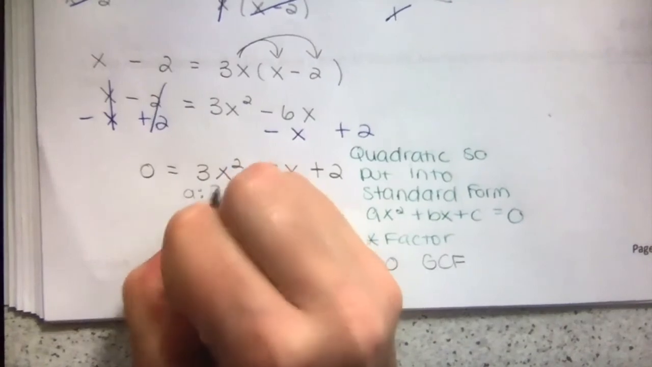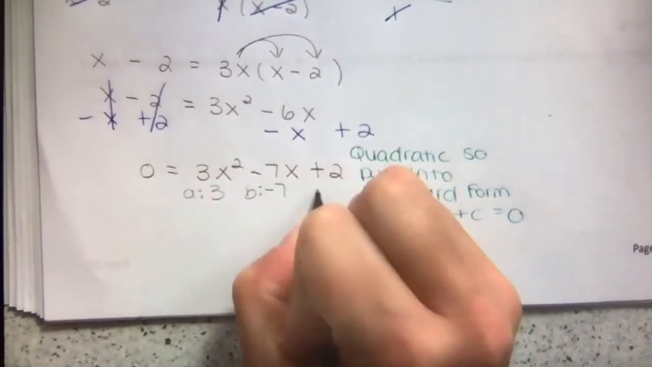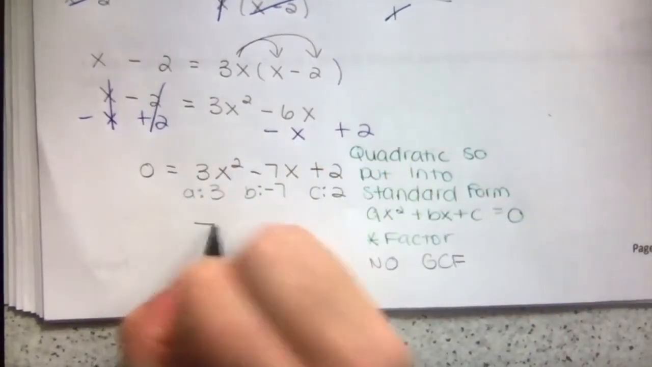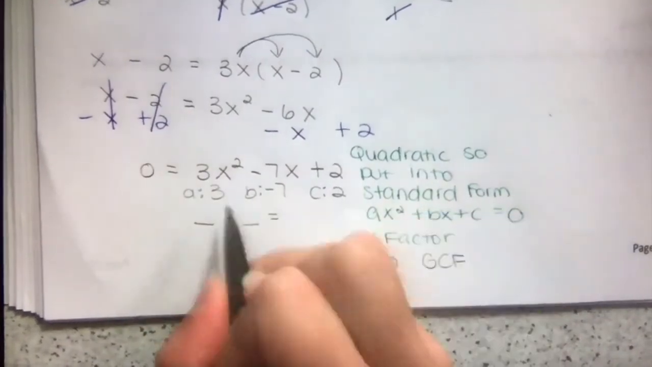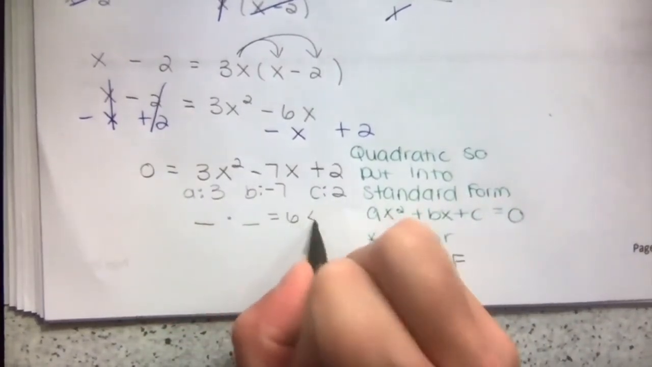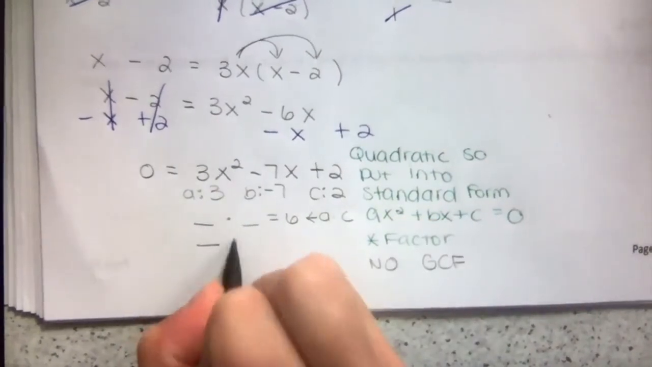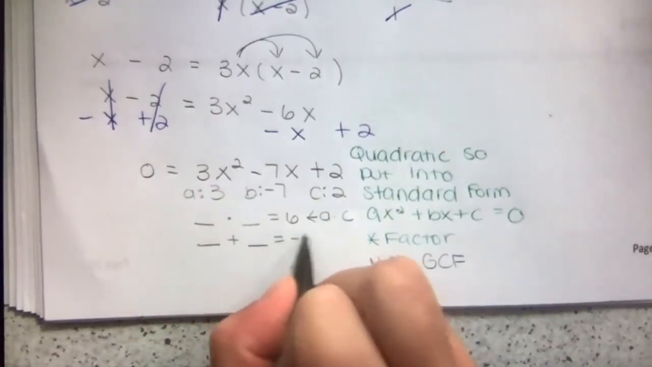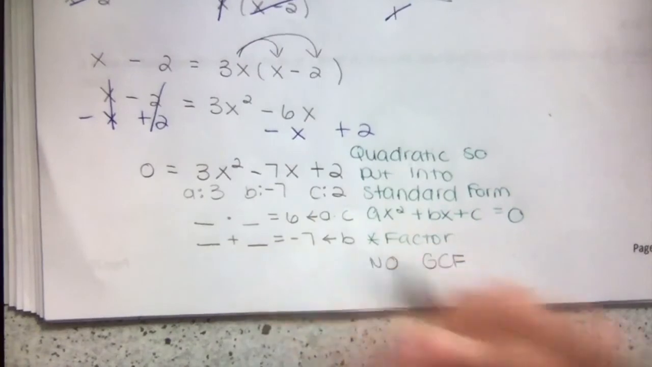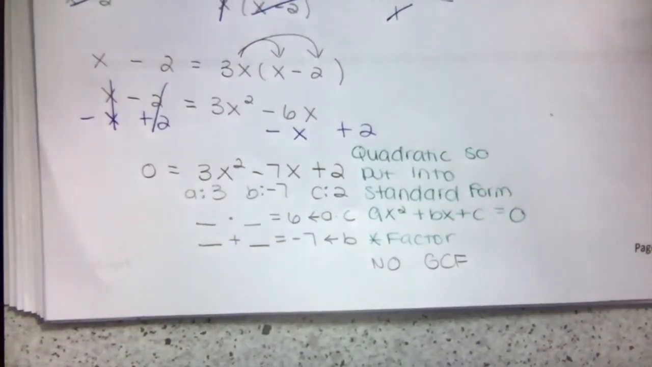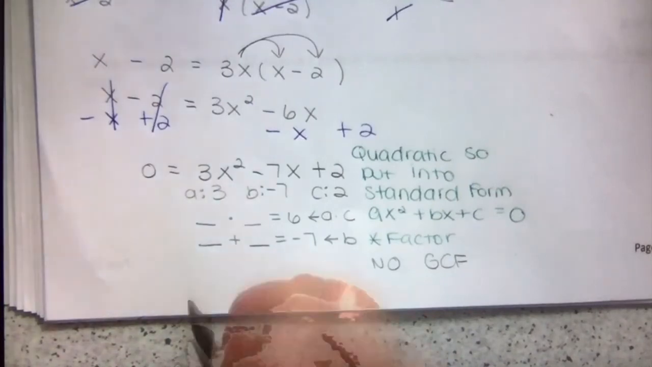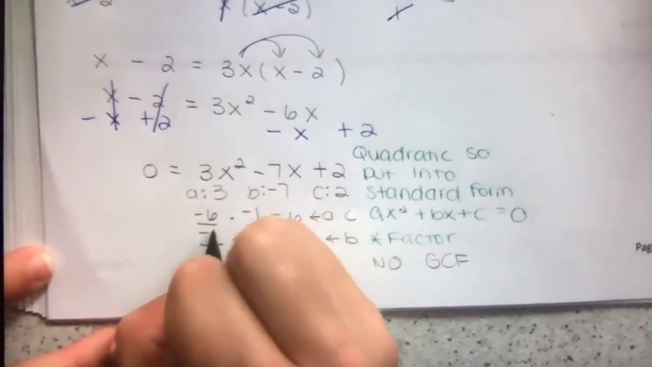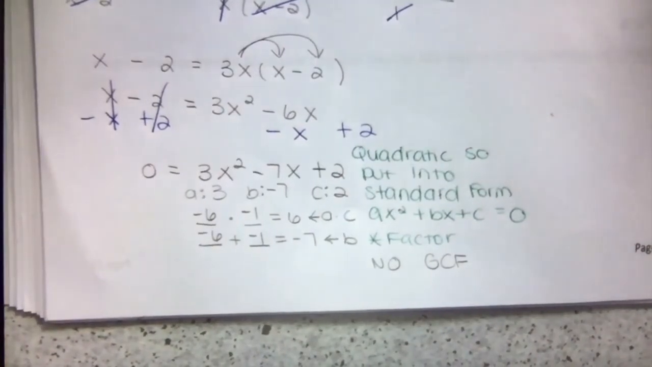Our A value is 3, B is negative 7, and C is positive 2. So we need two numbers that multiply together to give us 3 times 2, which is 6, and the same two numbers that add together to give us B, which is negative 7. Negative 6 and negative 1. Negative 6 times negative 1 is positive 6. Negative 6 plus negative 1 is negative 7.